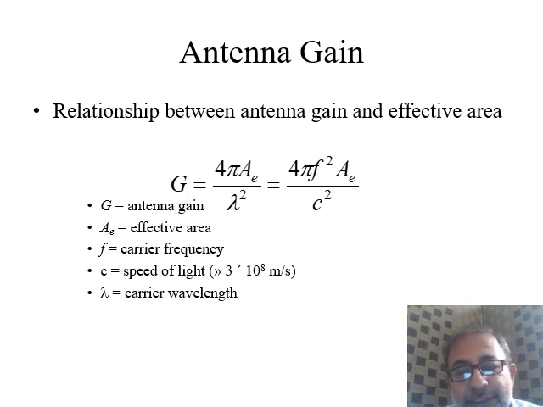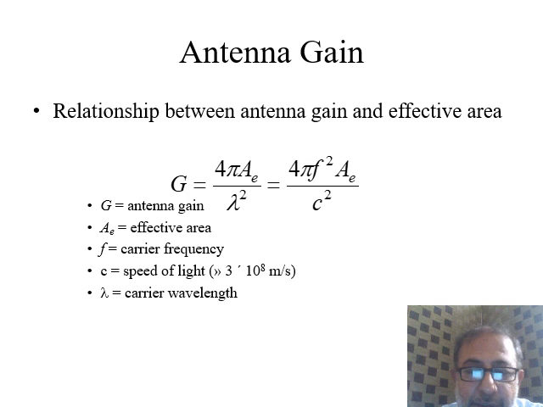Now, what is antenna gain? It is a relationship between the antenna gain and the effective area. Let's see the relationship between the antenna gain and the effective area. G is equal to 4 pi AE over lambda square. AE is the effective area, and lambda, as you know, is the carrier wavelength.